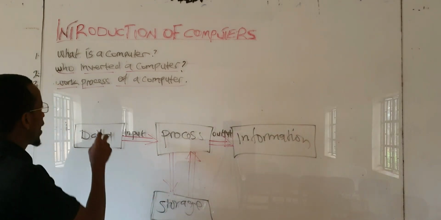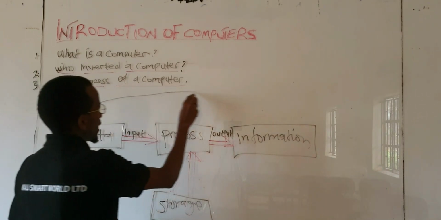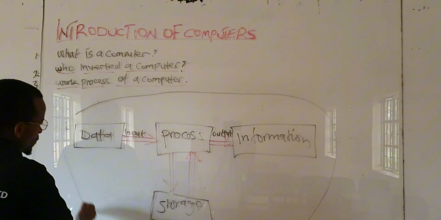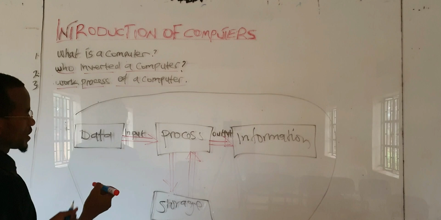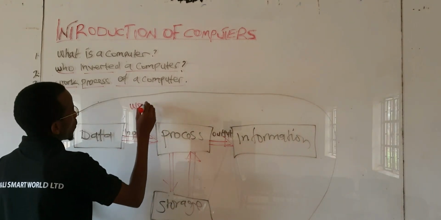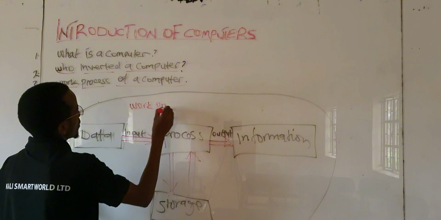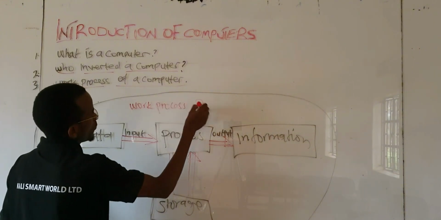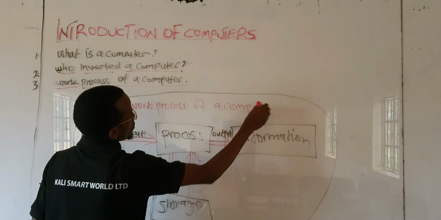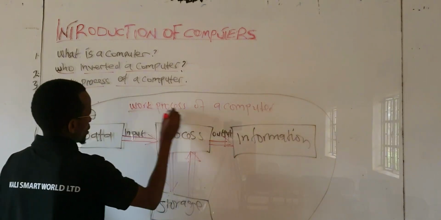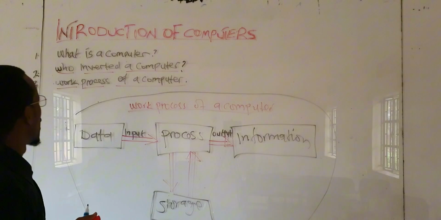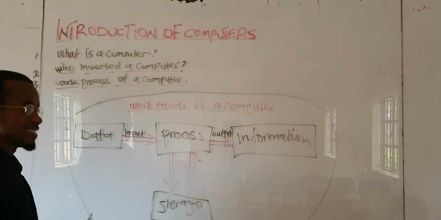So when we combine it, here we say work process of a computer. So basically, that is how a computer processes.